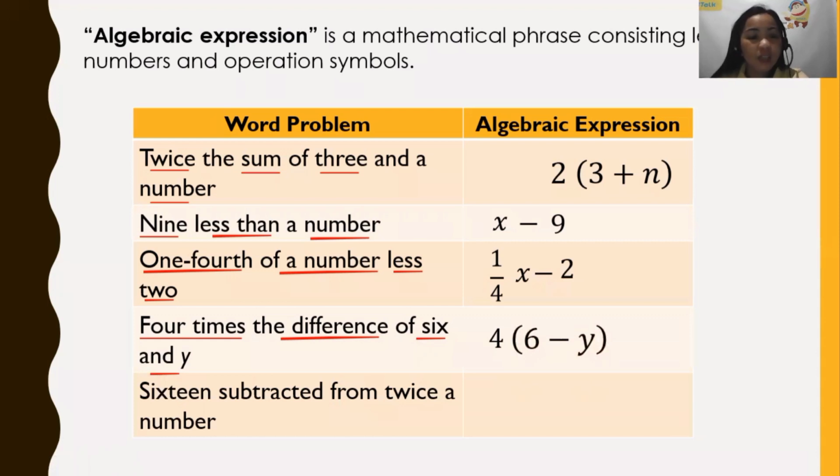And the last one is 16 subtracted from twice a number. 16 subtracted from twice the number. So we have the words 16 subtracted from, which means 16 is our subtrahend. Subtracted from twice a number. So we have 2 times the number, 2 times the number minus 16.